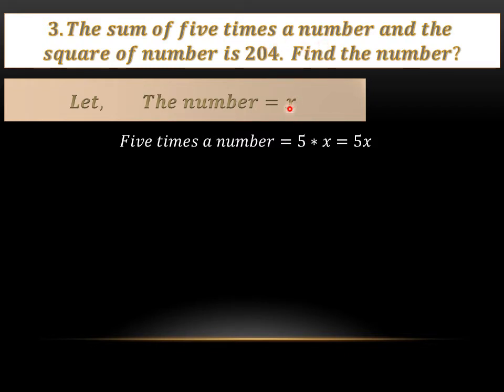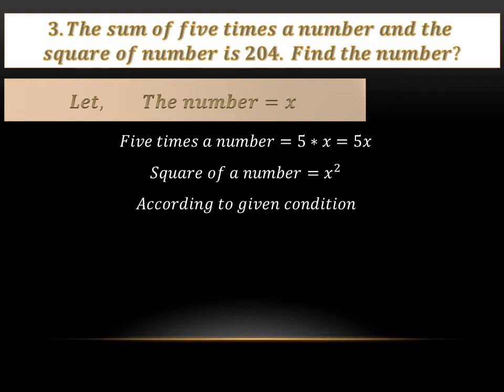Number, what have we supposed? x. So instead of number, we have written x. So this will become 5x. Square of a number means the square of x, so this will become x square. So according to the given condition, what do we have to do with 5x and x square? We have to sum them. It means we are going to put the sign of plus between them and the statement will become equal to 204. So this will become 5x plus x square equals 204.